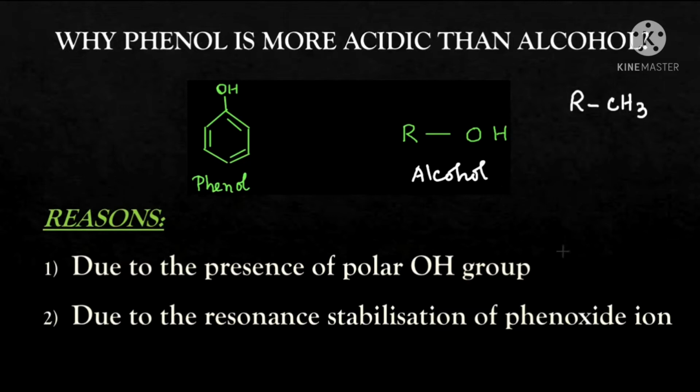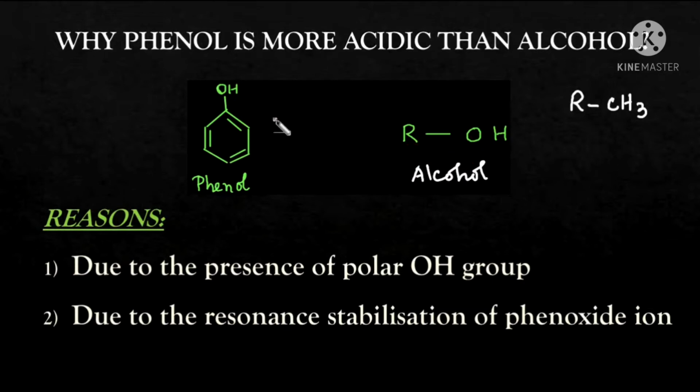Now two reasons have been given for why phenol is more acidic than alcohol. First, the presence of the polar OH group: the OH group present in phenol is more polar in nature. Second, the resonance stabilization of the phenoxide ion. We are going to see these two points in detail. Before that, the OH group in phenol is considered to be more polar than the OH group in alcohol.